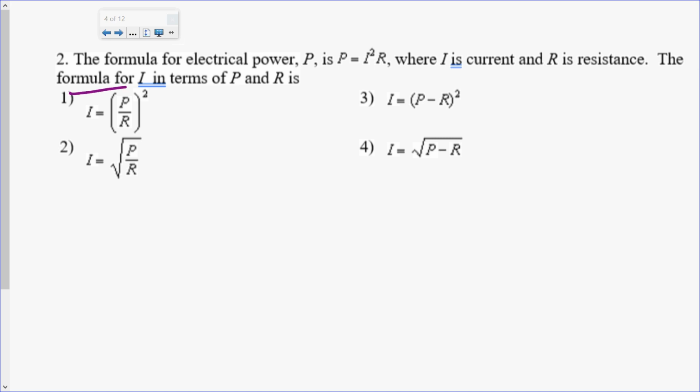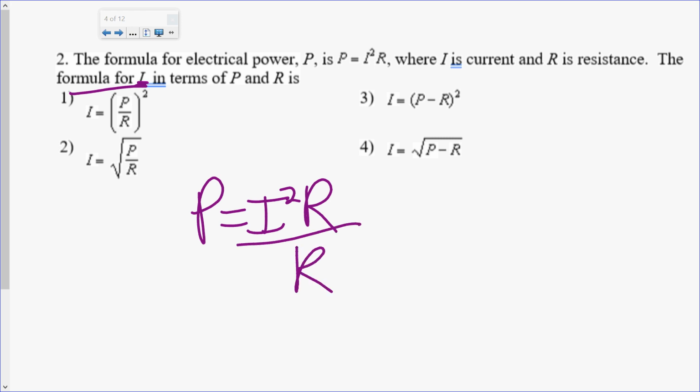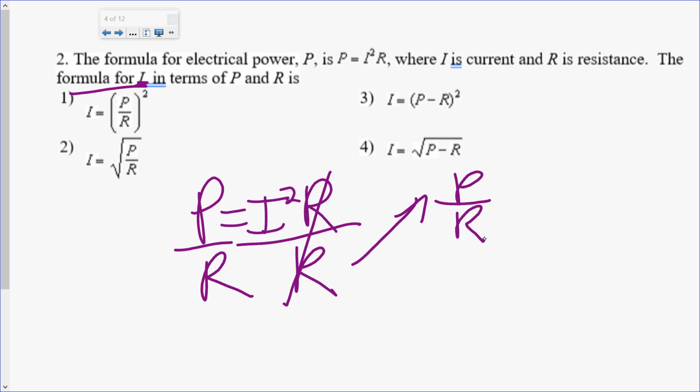The formula for I. It wants me to get I by itself. So fractions, no. Parentheses, no. Combine like terms, no. Bring all I's to one side, no. Isolate. Add or subtract first. Do I see a plus or minus? No. Divide last. So I'm dividing by r. P over r is P over r.